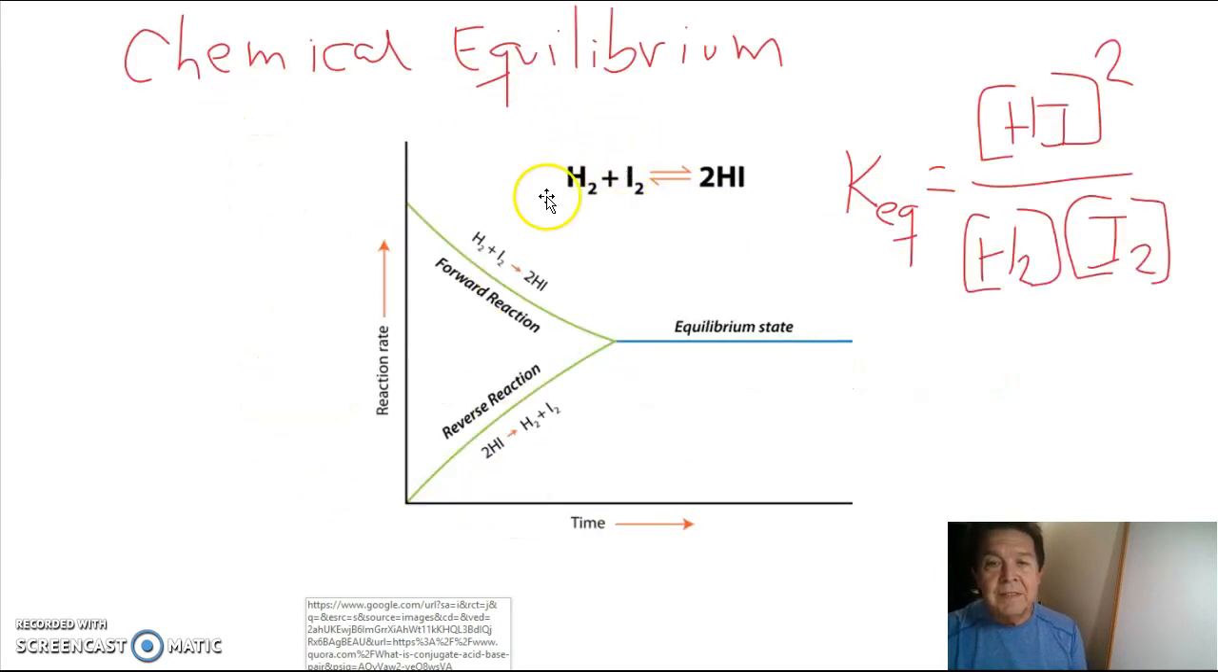Chemical equilibrium is a reaction in a closed container where the forward reaction reaches an equilibrium at a certain time with the reverse or backward reaction. Then the equilibrium constant for an expression like this is equal to the concentration of the products raised to the coefficient that they have in the balanced chemical equation, divided by the product of the concentration of the reactants.